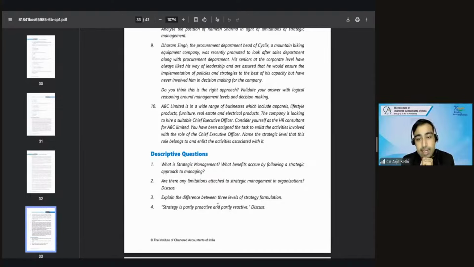One is this favorite question, which most likely comes every time. I'm not saying it's guaranteed, but something around this mostly comes. So Bushra, the question to you is: strategy is partly proactive and partly reactive. Discuss. Let's say this is a 5 mark question. I'll ask you to unmute yourself and share how you would write your answer. How would you put things in a format? And what would be your answer for this question?